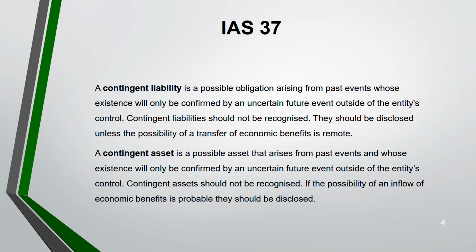Contingent asset. A contingent asset is also a possible asset that arises from a past event, whose existence will be confirmed by an uncertain future event outside the entity's control. A contingent asset should not be recognized. We usually do not recognize a contingent asset, like how we treat a contingent liability. If the inflow of economic benefit is probable, that means you are very sure that you are going to receive the benefit, then only you disclose the contingent asset.